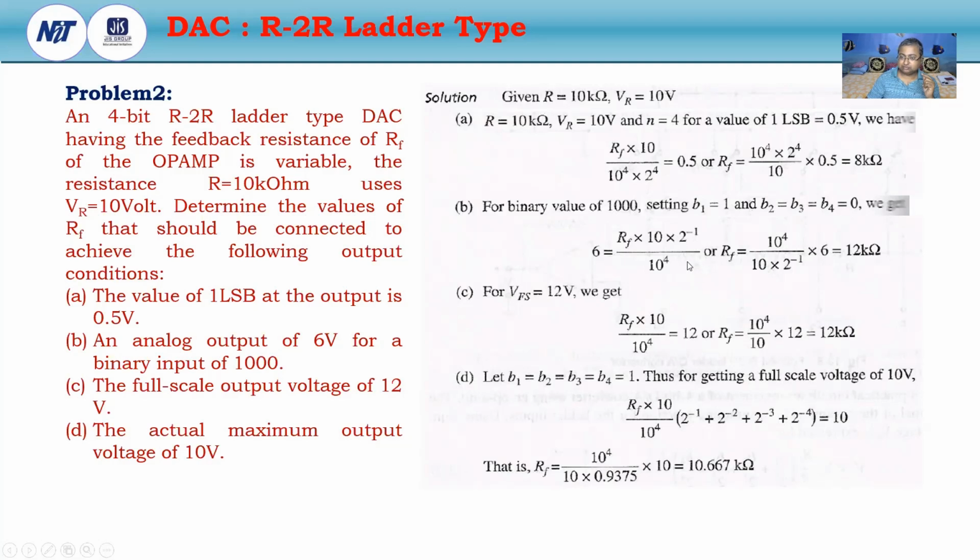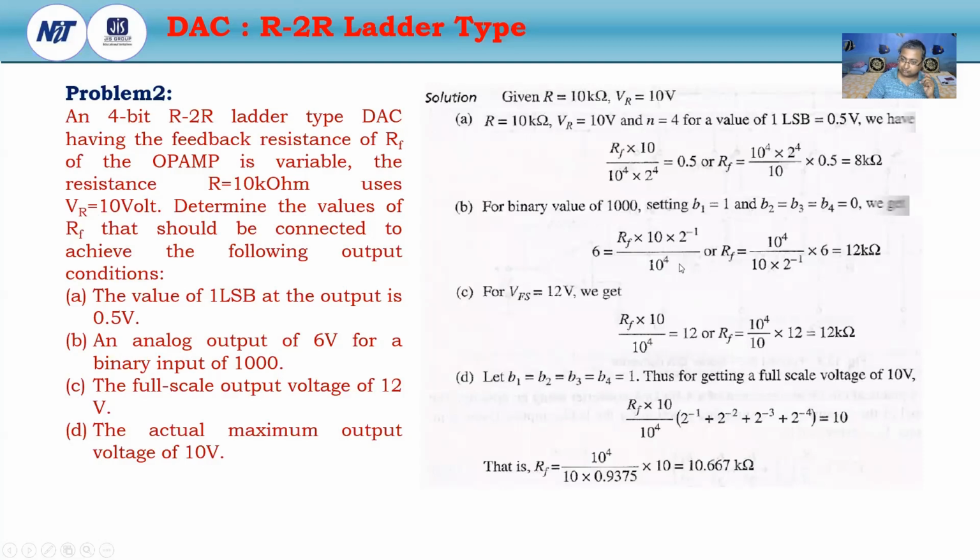What will be the value? 2 to the power of 0, 2 to the power of 1, 2 to the power of 2, 2 to the power of 3, all are zeros. Sorry, actually this is the value of S3. That means this is B1, this is B2, this is B3, this is B4. If all of them are ones, then you should write 1 by 2 to the power of, this is 2 to the power of minus 1.